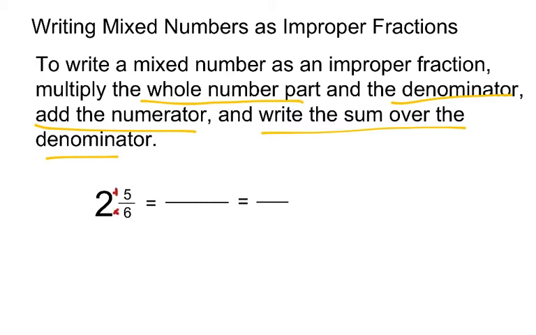So it would look like 6 times 2 plus 5, all over 6, which would give you 6 times 2 is 12, 12 plus 5 is 17 over the denominator, which is still 6. So the really important thing to take away from this is that the denominator doesn't change. And of course we multiply the denominator and the whole number and add the numerator.